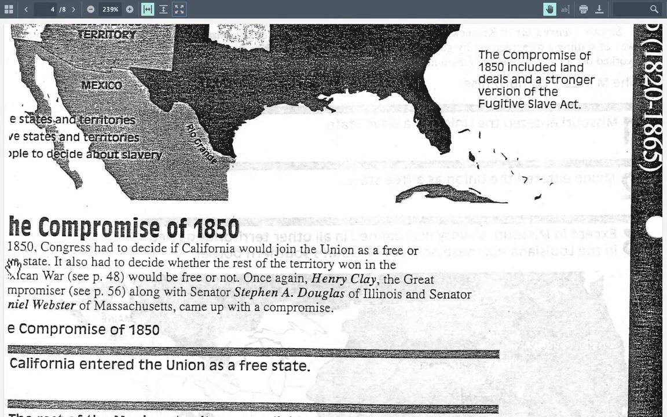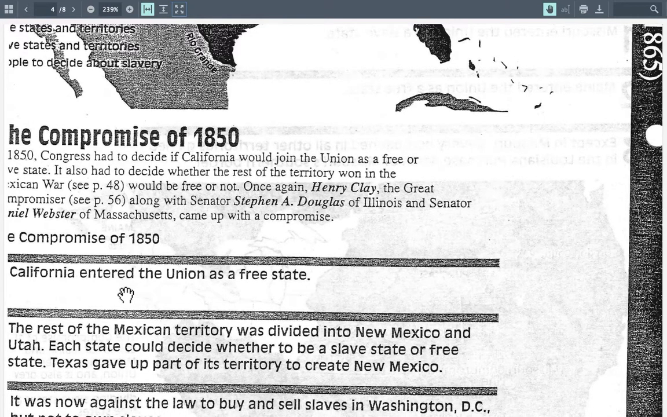The Compromise of 1850. In 1850, Congress had to decide if California would join the Union as a free or slave state. It also had to decide whether the rest of the territory won in the Mexican War would be free or not. Once again, Henry Clay, the great compromiser, along with Senator Stephen A. Douglas of Illinois and Senator Daniel Webster of Massachusetts, came up with a compromise. California would become a free state.